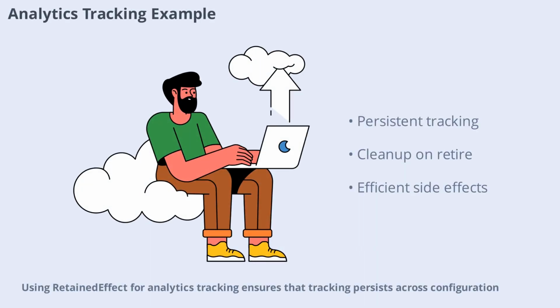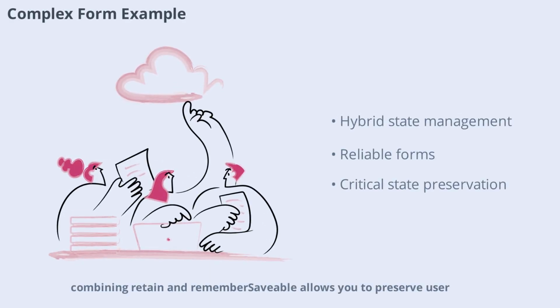Using RetainedEffect for analytics tracking ensures that tracking persists across configuration changes and is cleaned up only when the composable is permanently removed. This approach is ideal for managing side effects that need to survive temporary exits but require cleanup on retirement. In complex forms, combining Retain and rememberSaveable allows you to preserve user input across process death and validation cache across configuration changes. This hybrid approach ensures that critical state is always available, enhancing the reliability of your forms and workflows.